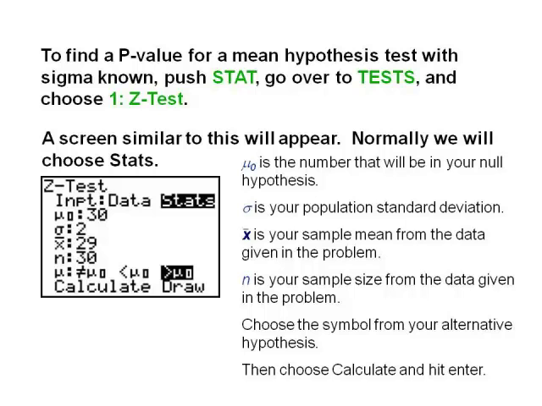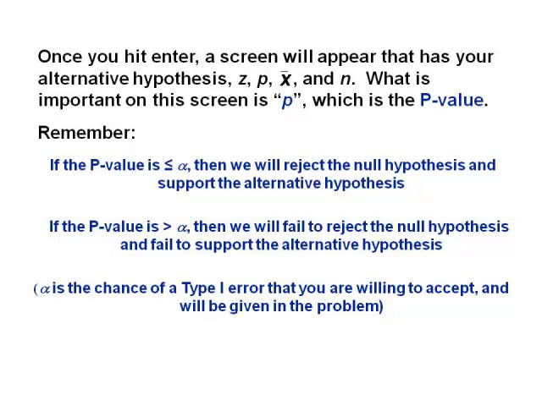Just like in the last chapter with the intervals, you have a data and a stats option. So if you have a list of data, you can enter that. Otherwise, you'll use the statistics, the mean and the standard deviation. This time we've got a mu0 to stand for the claim amount. We've got a sigma for the population standard deviation, x bar for the sample mean, n for the sample size, and then a line to put in the symbol from your alternative hypothesis. And again, after you calculate, it'll pop up with a screen with several pieces of information, and the one that you want to zero in on is the p.